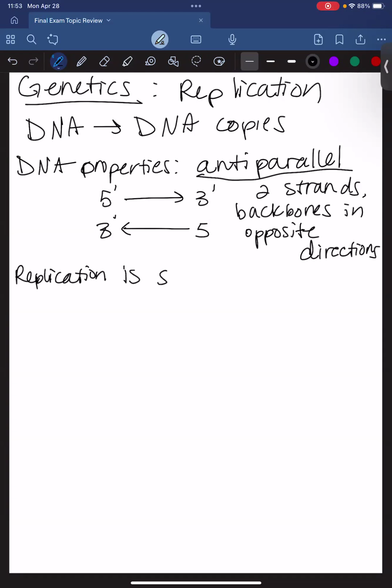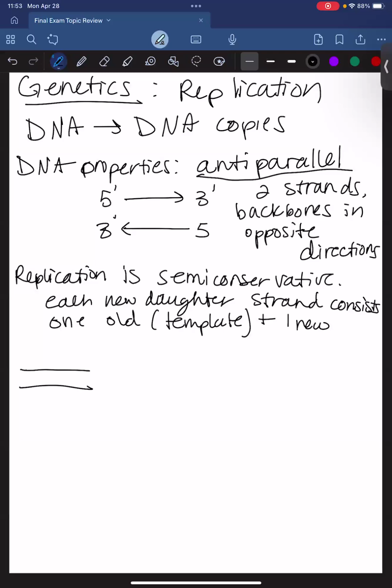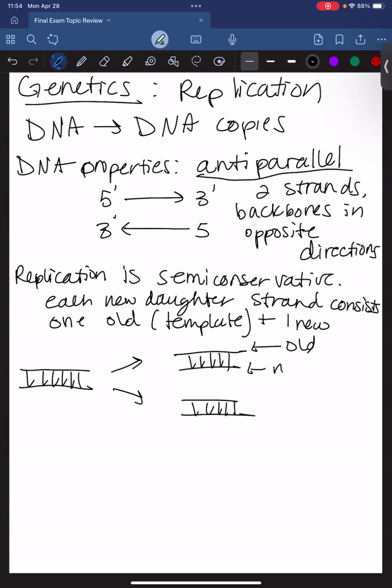All right. And then replication, we call that semi-conservative. What does that mean? Yeah. New strand and old strand. Each new daughter strand consists of one old strand, sort of our template, plus one new that is newly synthesized from the process, right? And then if you take DNA and you are going basically from this to this, that's the idea. Okay, so that's semi-conservative.